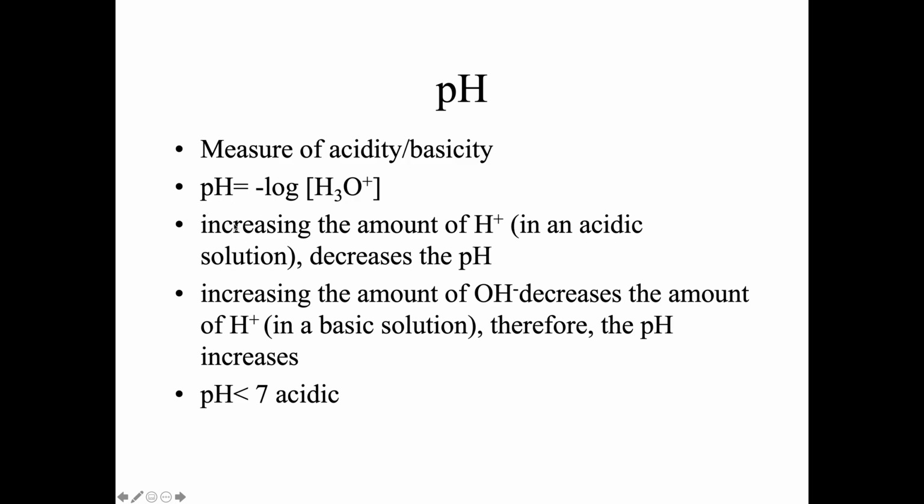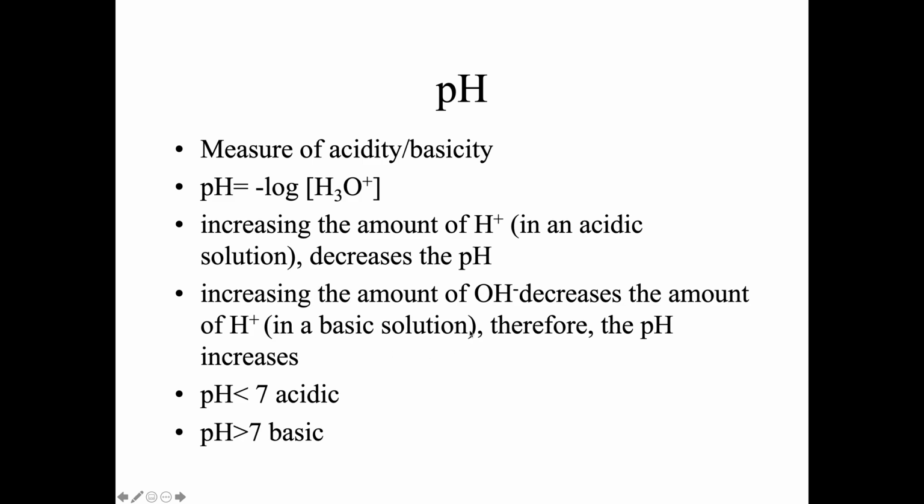Now, a couple things about this. If you increase the amount of H+, H3O+, this goes up, that means the pH goes down because it's the negative of the log. So acids have low pH. If you have a basic solution, hydroxide will react with H+, which means it's going to lower the H3O+. Remember, H+ and H3O+ are synonyms. It's going to lower that, which will make the log lower, which means the negative goes higher. That means pH will be higher.